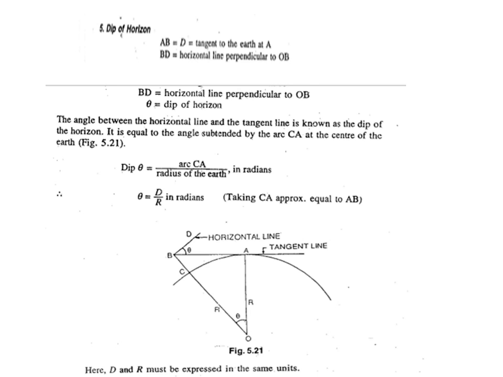So theta equals d upon r, where d is the tangent length of Earth at A and r is the radius of Earth. Taking CA approximately equal to AB, in this equation d and r must be expressed in the same unit. So theta equals d by r, that is the dip of horizon.